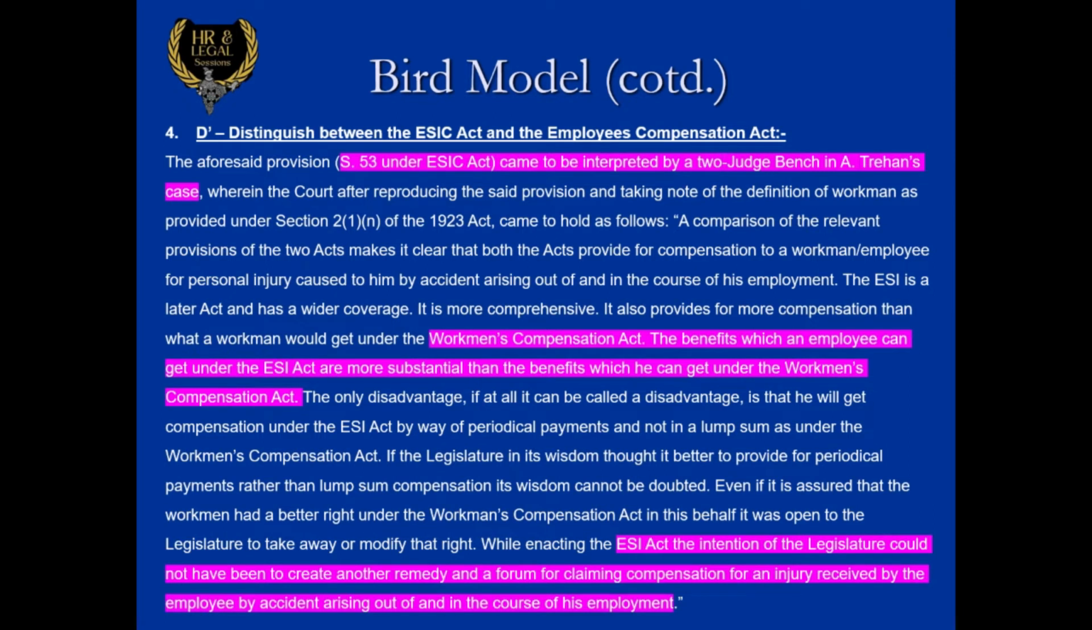Then, distinguishing between the ESI Act and the Employee Compensation Act: what is the difference? The Workmen Compensation Act mainly focuses on those who are not covered under the ESI Act. The ESI Act covers entire factory workers, so it covers the entire population in the respective factory. That is the main thing available in the ESI Act. The intention of the legislature would not have been to create another remedy and forum for claiming compensation for injury received by the employee by accident arising out of and in the course of employment. So, the ESI Act is very much enhanced and it covers all the injuries happening in the course of as well as out of employment.